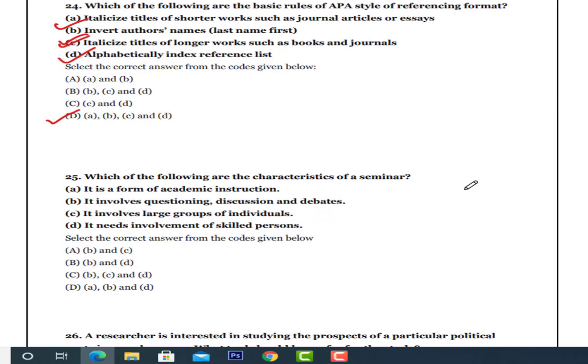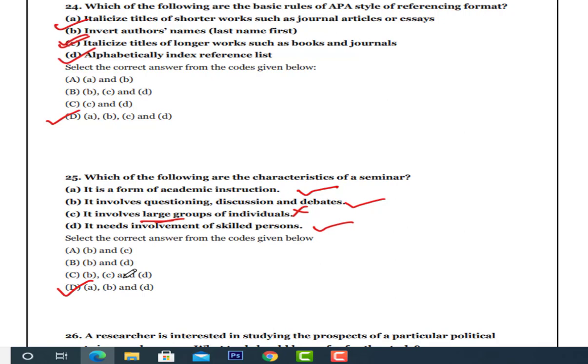The next one. Which of the following are the characteristics of a seminar? It is a form of academic instruction. Yes. It involves questioning, discussion and debates. Yes. It involves a large number of individuals. A seminar is not only large, it may also be a small group of individuals. Okay, so option 3 won't come. It involves involvement of skilled persons. Yes. So option A, B and D is the correct one.